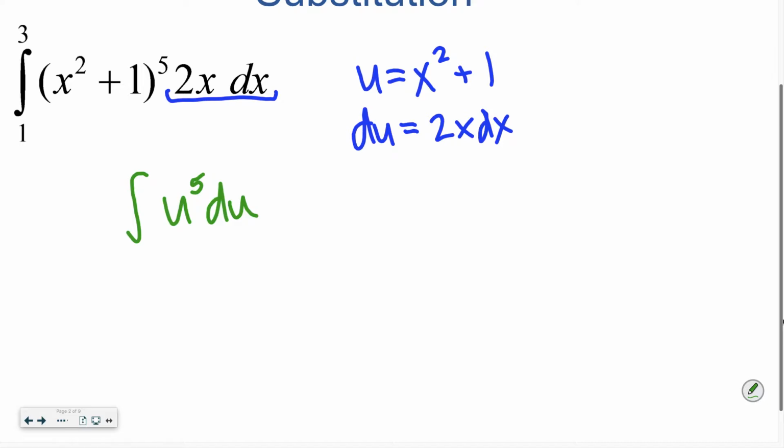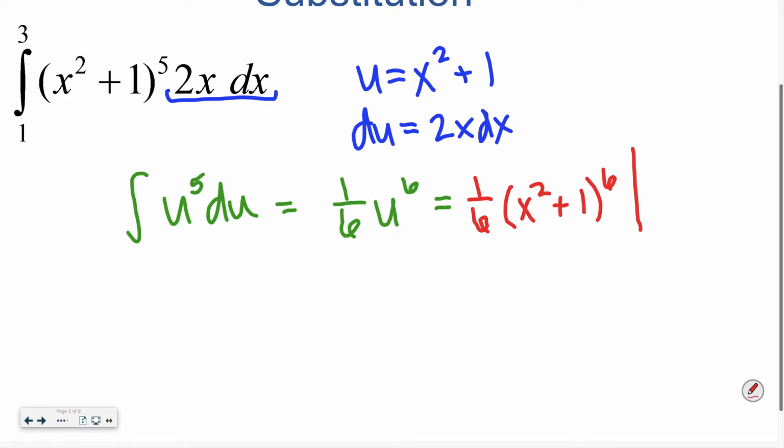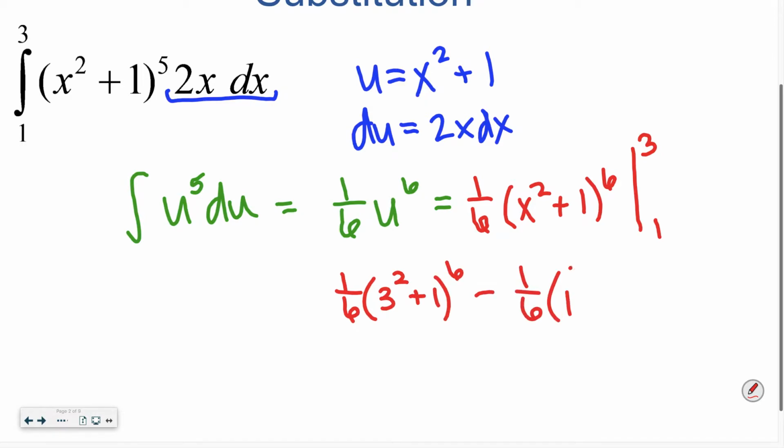Okay. Well, what is the antiderivative of u to the 5th? 1/6 u to the 6th. Okay. So now what we can do is we can say, all right, well, I have my antiderivative. Let's go ahead and change it back to x's like we would normally. But now we're going to evaluate from 1 to 3. So when we go back to x's, we can bring back our limits of integration so that we can use the fundamental theorem of calculus. Okay? Now we can say 1/6, 3 squared plus 1 to the 6th, minus 1/6, 1 squared plus 1 to the 6th.